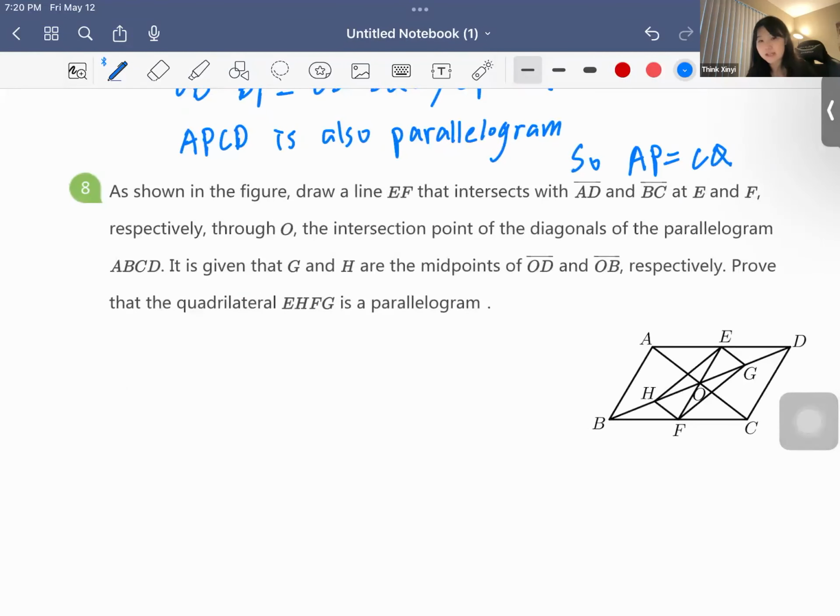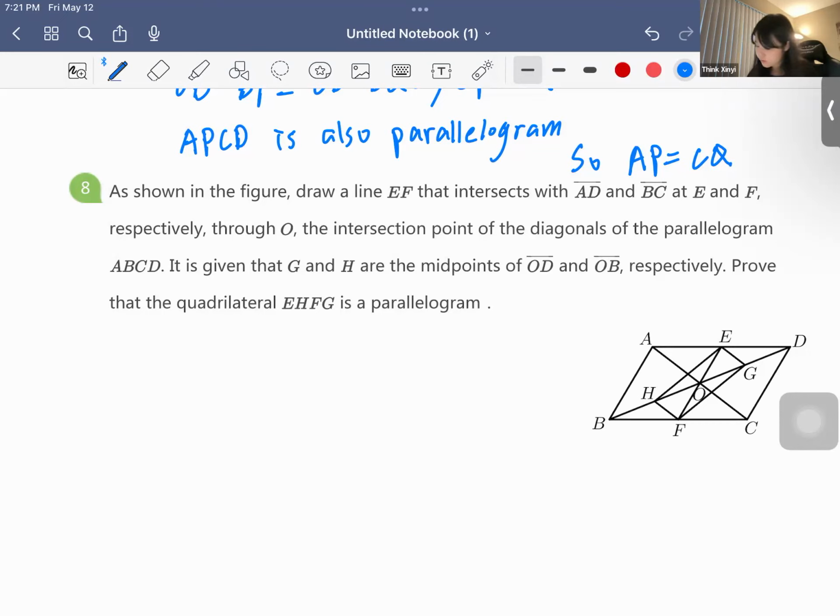Okay, the last question. As shown in the figure, we have a line EF. It intersects with AD and BC at points E and F respectively, and they bisect BD at O, the intersection point of the diagonals of the parallelogram ABCD. It is given that G and H are midpoints of OD and OB respectively. We need to prove that the quadrilateral EHFG is a parallelogram.